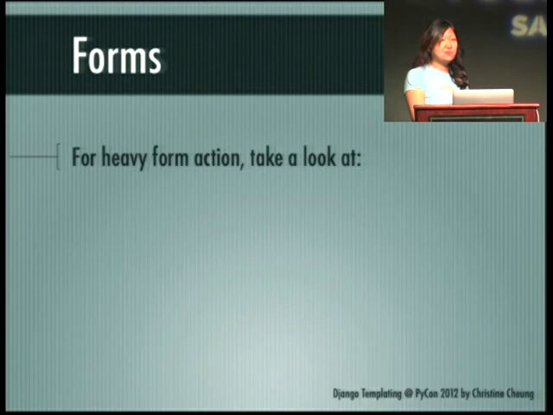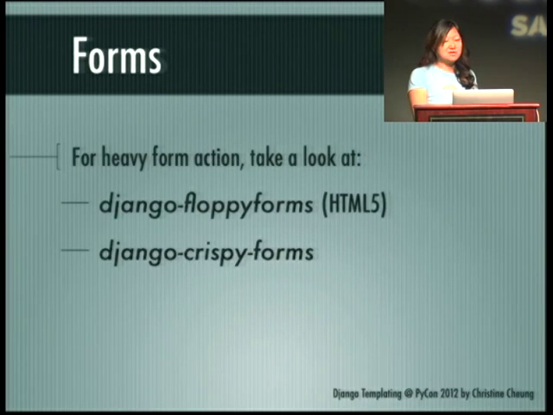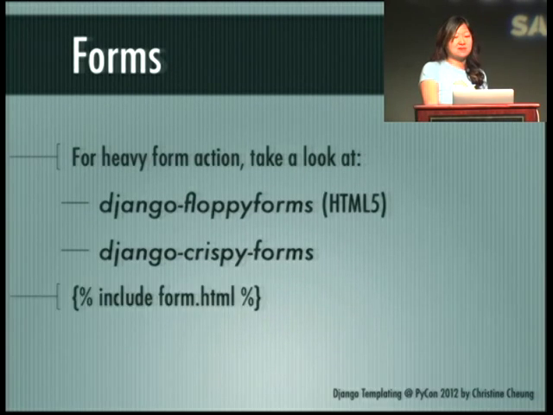Forms. If you're doing a lot of stuff with forms, try using a library, especially if you're dealing with HTML5. Django floppy forms is great. You can also take a look at Django crispy forms, which used to be Django uniform. Uniform is a great way to output forms because semantically, they look nice. And of course, it's a great usage of the include tag because if you have a lot of form-specific logic, you could include in a form.